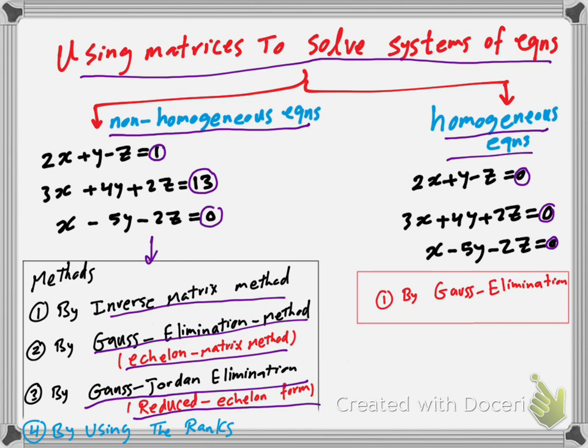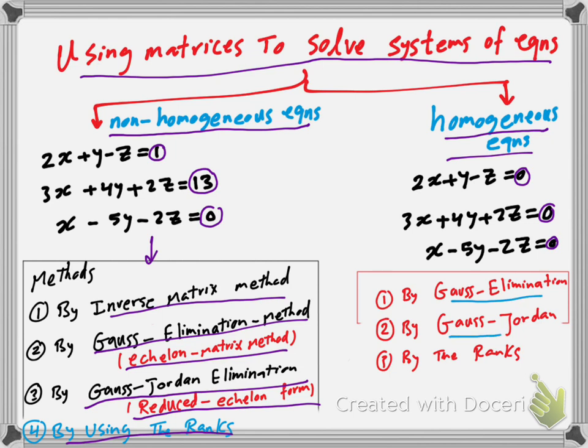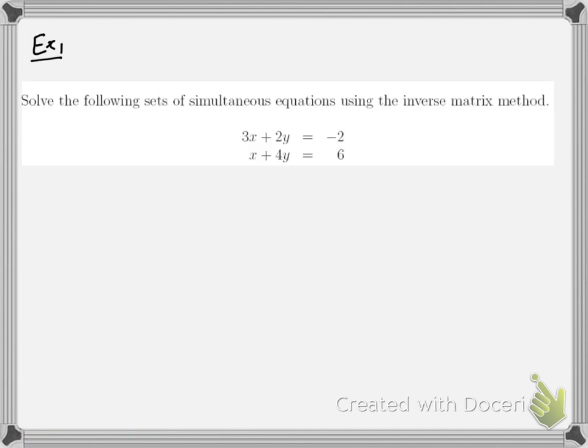We will also use the rank to discuss the different solutions of the non-homogeneous equations. And we will use the Gauss elimination method, the Gauss-Jordan method, or even the ranks to discuss the solution of the homogeneous equation. In this example, I will use the inverse matrix method to solve this system of equations. As you can see, I have values here, which means this is a non-homogeneous system.